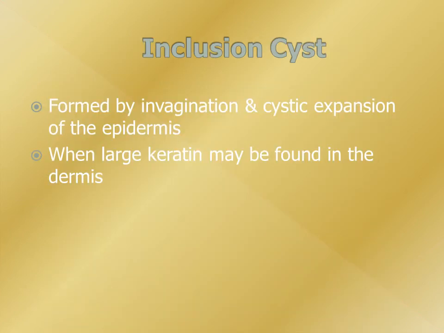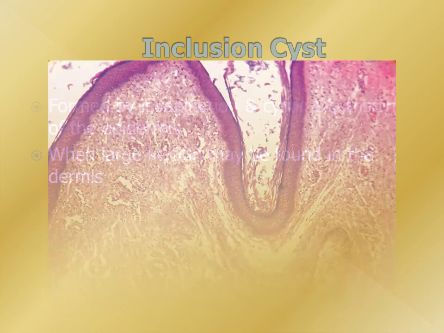Next is inclusion cyst. Inclusion cyst that is formed by the invagination of epidermis. When the epidermis or the squamous epithelium it invaginates, it may result in the formation of the cystic cavities which expand, and those cystic cavities they may contain the keratinous material, and when they expand to so much size that they may result in the formation of these inclusion cysts, and sometimes these inclusion cysts they can get infected also.